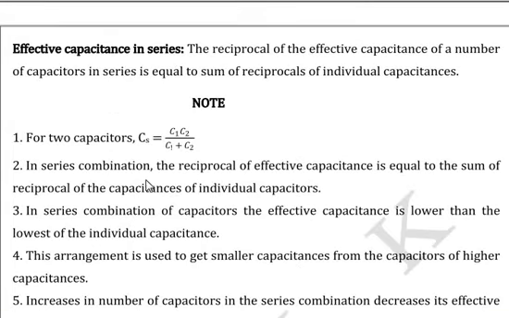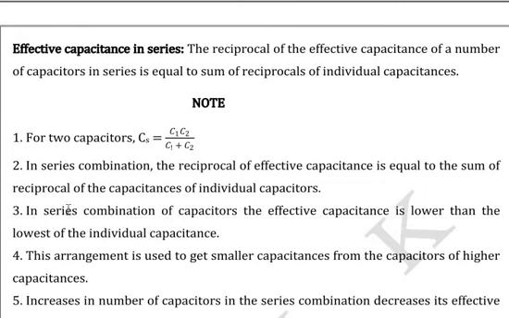We had observed a few things. In series combination, the reciprocal of the effective capacitance is equal to the sum of reciprocals of capacitances of individual capacitors. In series combination of capacitors, the effective capacitance is always lower than the lowest of the individual capacitances. This also you have to remember very well.